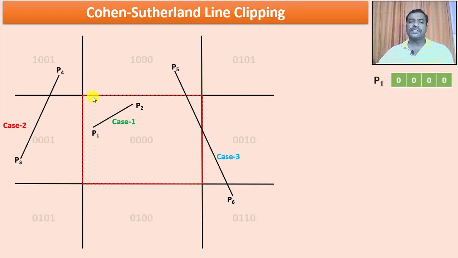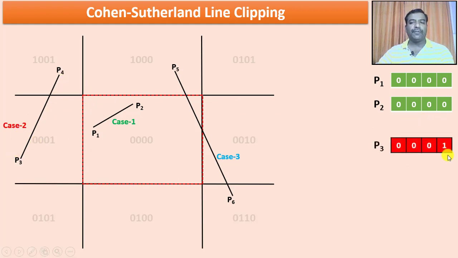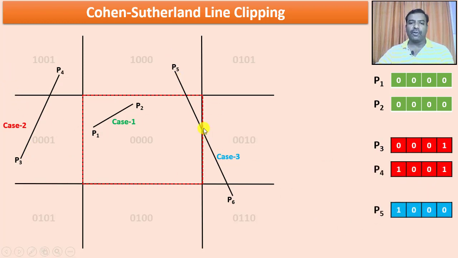So now we'll just see how this can be used. For example, if I take case 1, the region code for P1 is 0 0 0 0, and P2 is also 0 0 0 0. For the line P3 and P4, P3 is going to be 0 0 0 1, P4 is going to be 1 0 0 1, and for this line P5 is going to be 1 0 0 0, and P6 is going to be 0 1 1 0.